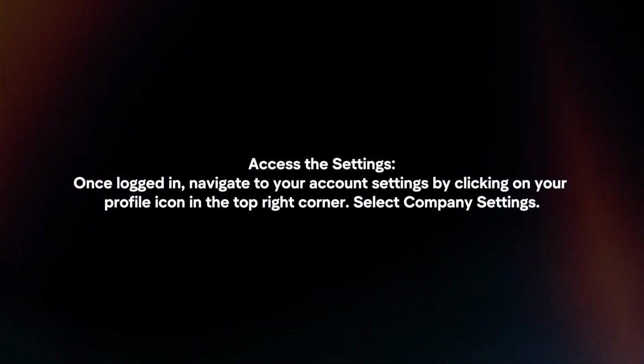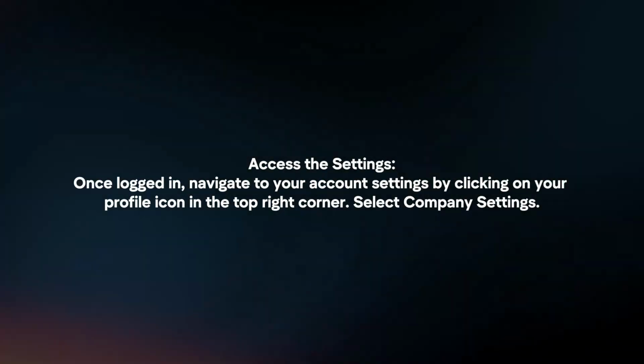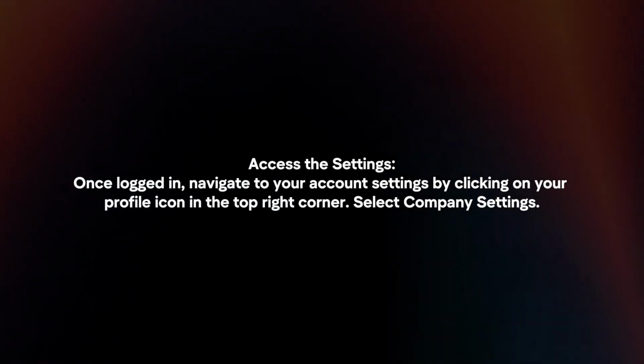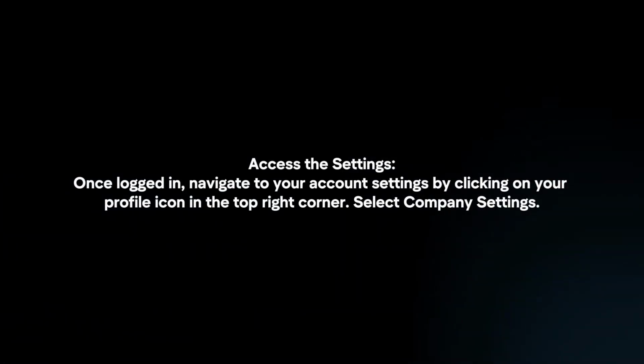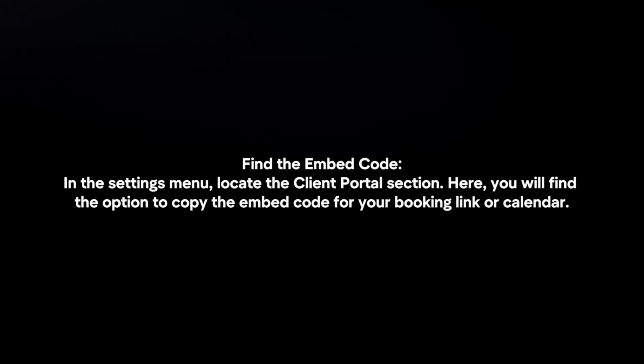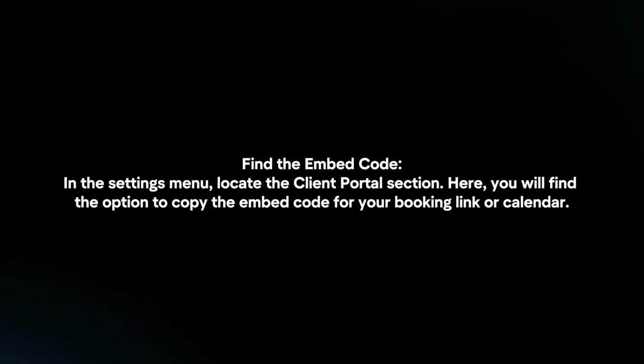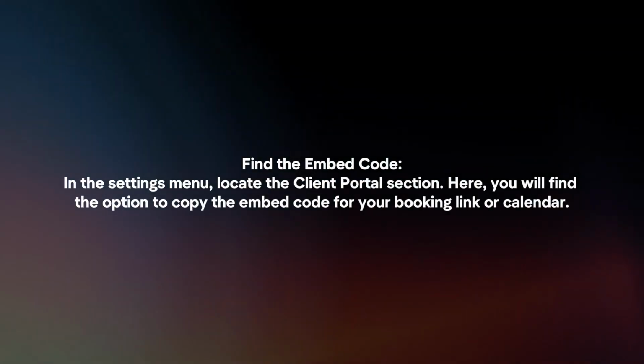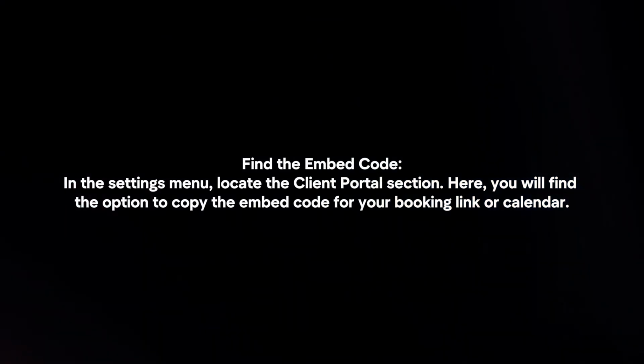Access the settings. Once logged in, navigate to your account settings by clicking on your profile icon in the top right corner. Select Company Settings. Find the embed code. In the Settings menu, locate the Client Portal section. Here, you will find the option to copy the embed code for your booking link or calendar.